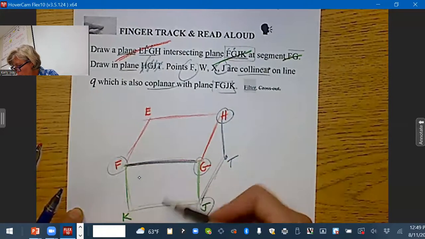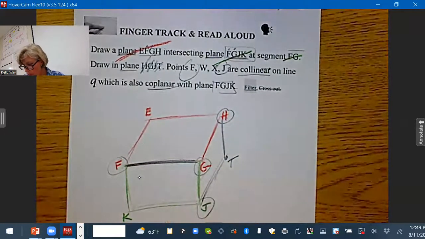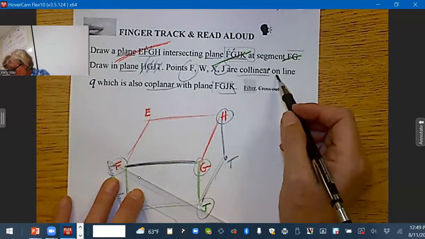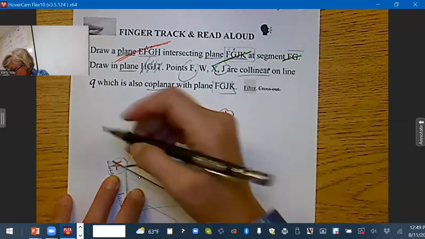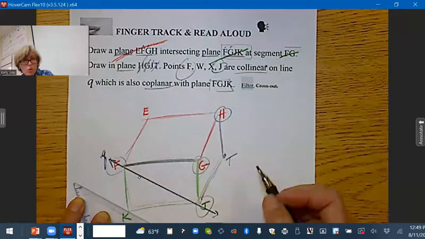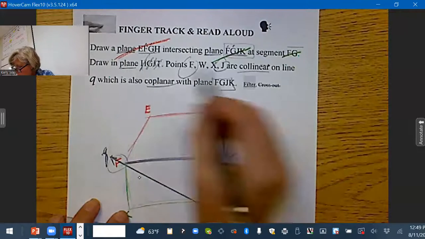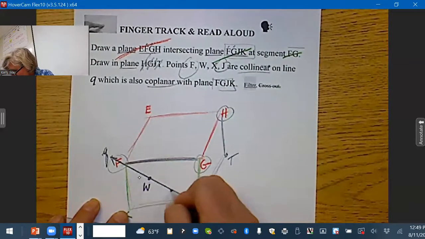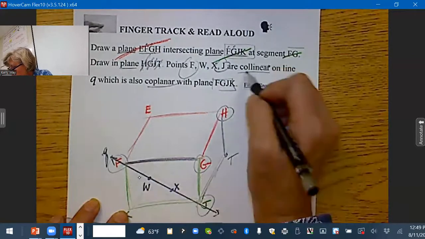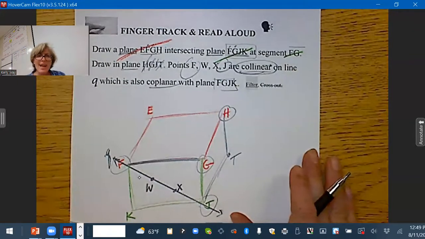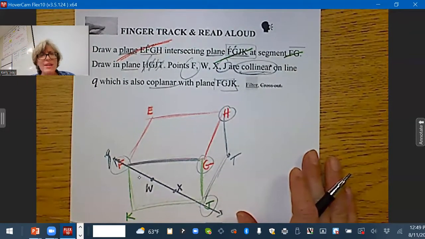So on this plane, I am now drawing a line Q, cursive, lowercase, and I have F, J, W, X, which are both collinear on line Q and coplanar. Ta-da! You made all kinds of mistakes. I really hope you made all kinds of mistakes.